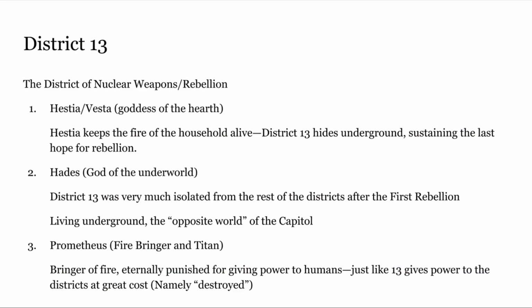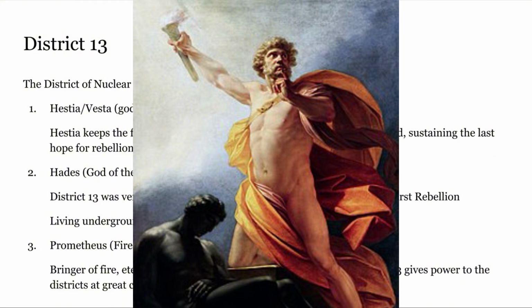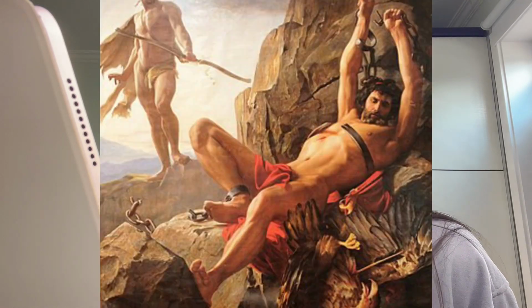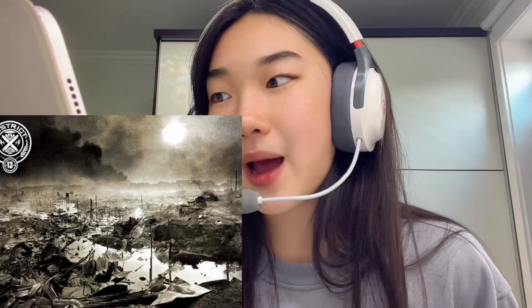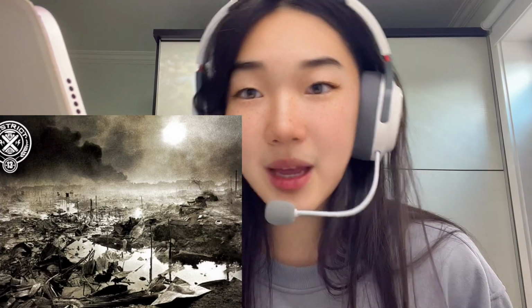And third, Prometheus, the fire-bringer and Titan. District 13 is kind of like the bringer of the spark for the rebellion. And it's kind of like Prometheus, who was eternally hung on a cliff and then had his liver torn out by a vulture. 13 gives power to the districts at a great cost, namely being destroyed.